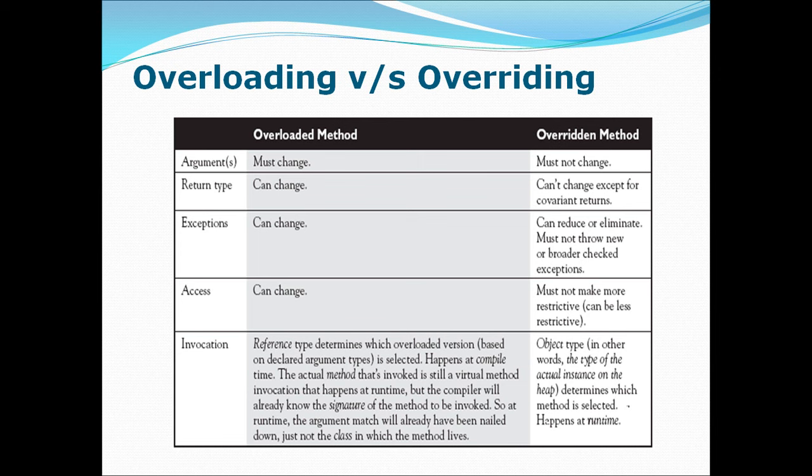Access modifier. What is the access modifier criteria which we are having? It cannot be more restrictive. So note it down. Overridden method cannot have more restrictive access modifier. This is the fifth one.